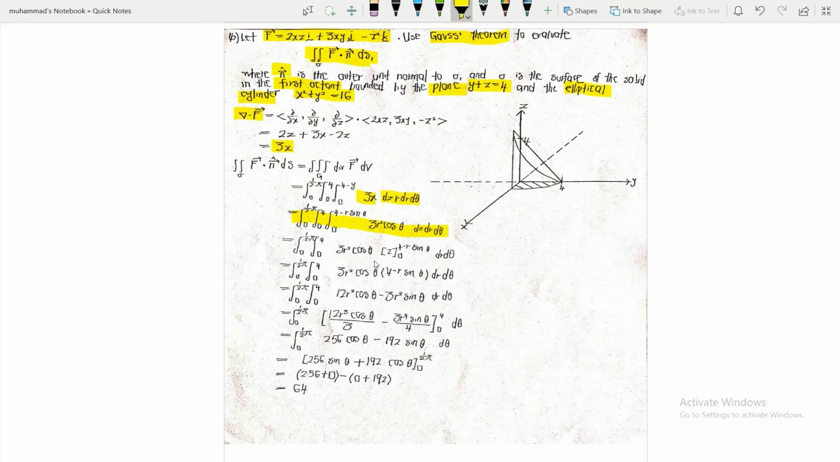To solve, first we integrate with dz and we get 3r squared cos theta multiplied with (4 minus r sin theta) dr d theta. Then we integrate with dr and we get like this. And lastly, we integrate with d theta and we get the final answer is 64.